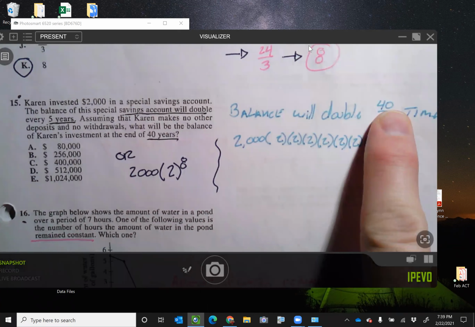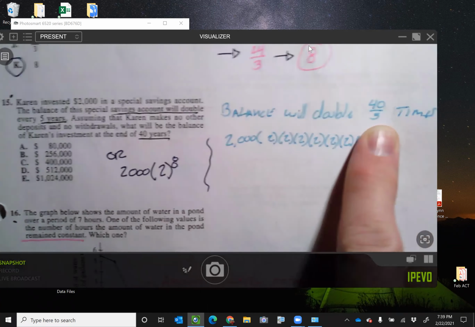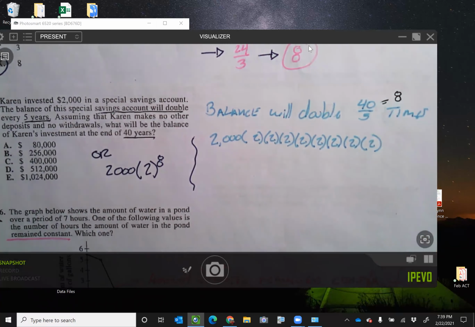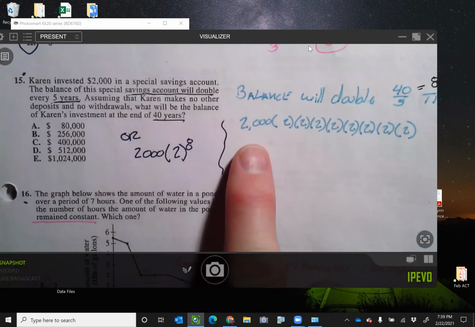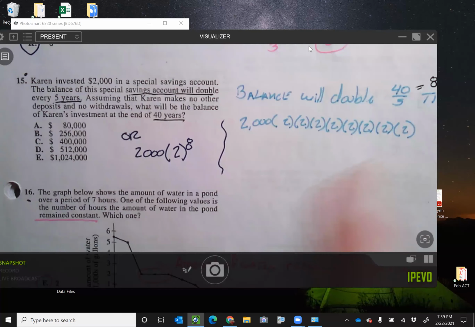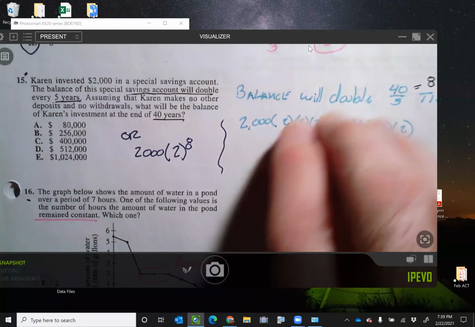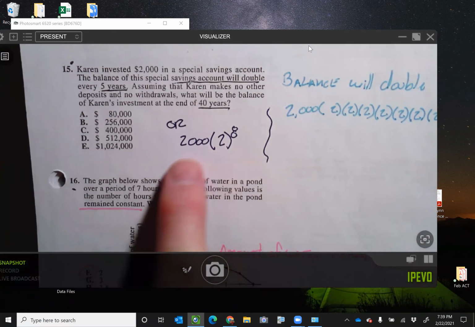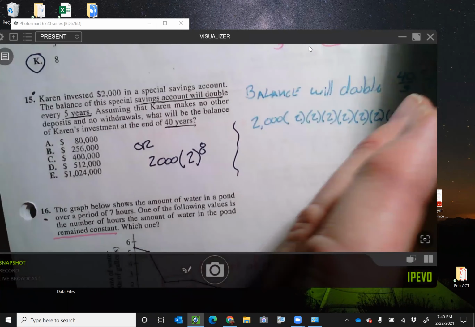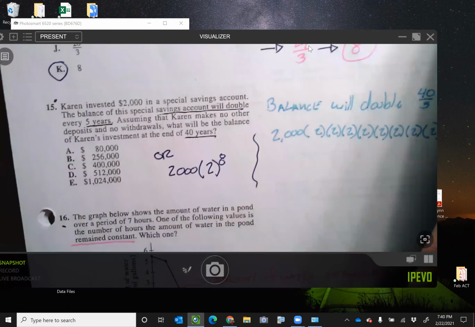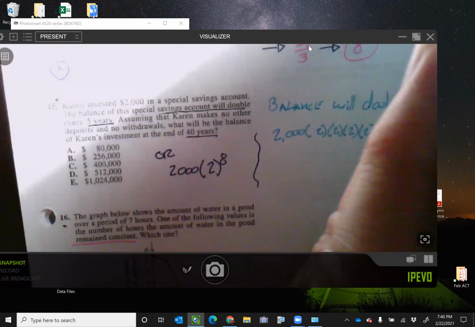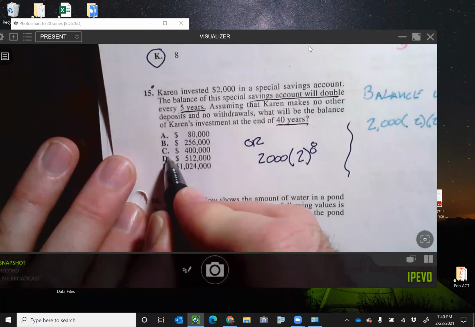So if I took 40 years and divided by 5, because it doubles every 5 years, I get 8. So the money is going to double 8 times. One way to do it is to take 2,000 and multiply it by 2, 8 times, because when you multiply something by 2, it doubles. The other way to do it is 2,000 times 2 to the 8th power. Number 15 is letter D. It's not too bad.